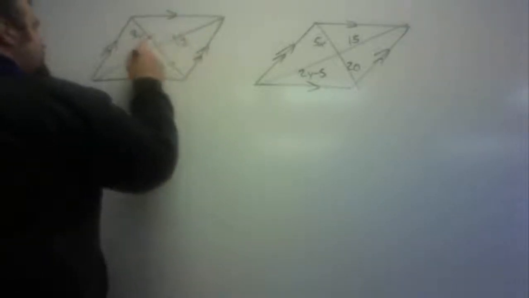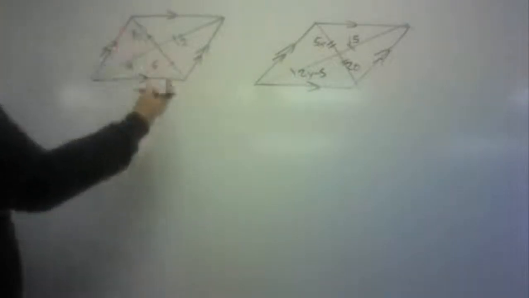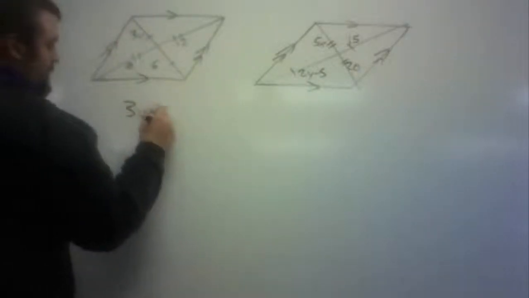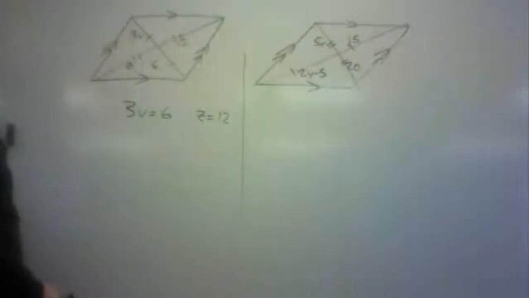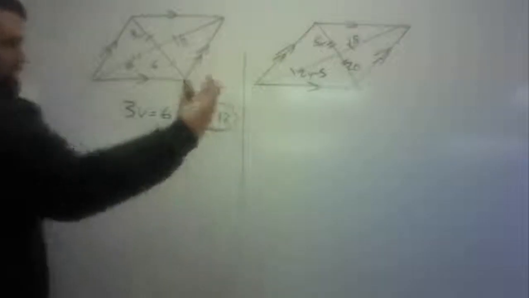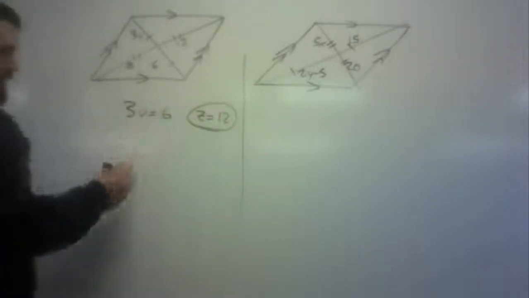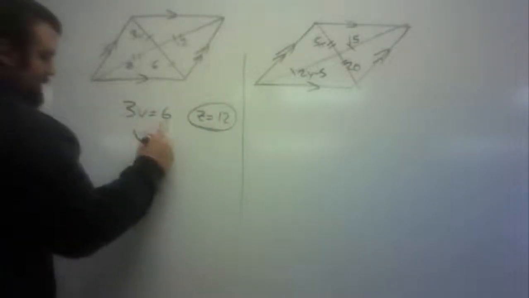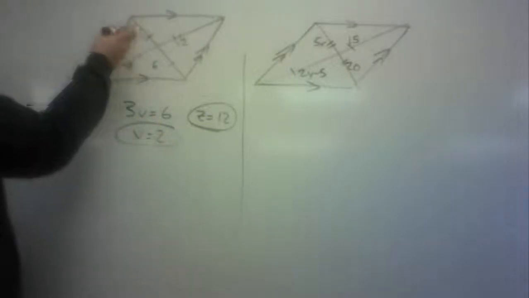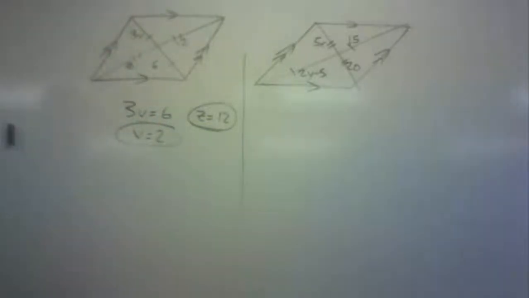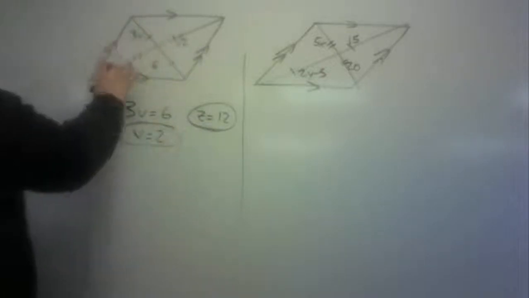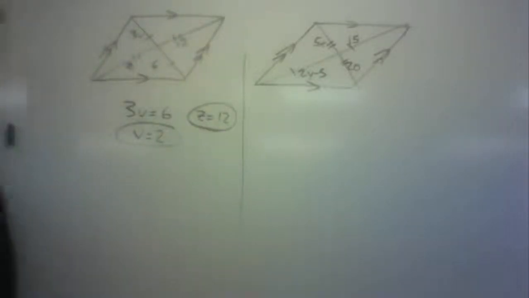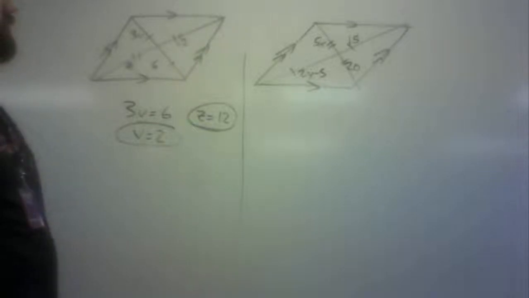So if I look over here, if those bisect each other, 3v and 6 have to be the same length. Z and 12 have to be the same length. Well, I've already found one of the variables, z equals 12. For v, all I have to do is divide by 3 to get 2. And that's because I knew the diagonals bisect each other. So I set the two parts equal. 3v equals 6. Z equals 12. You can go ahead and try the next one on your own real quick.